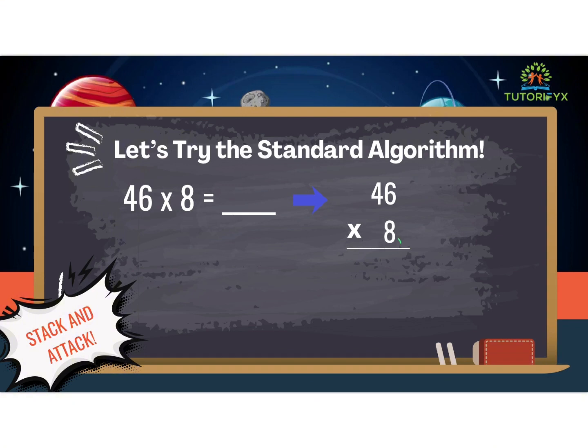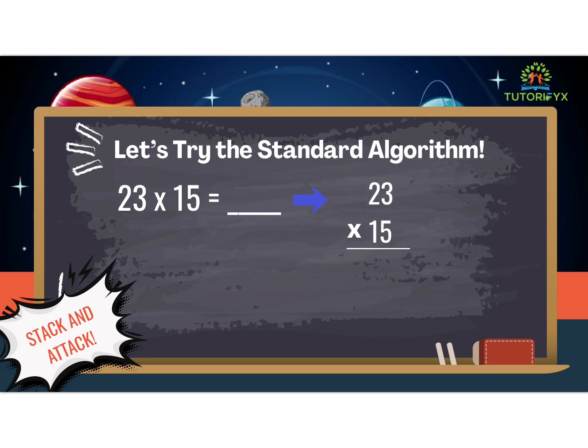I need to multiply my ones first. 6 times 8 is 48. So I'm going to write the 8, carry the 4. Are you with me? All right, the last step is to go diagonally. 4 times 8 is 32. And 32 plus 4 is 36. Awesome job. All right, let's take it a step further.